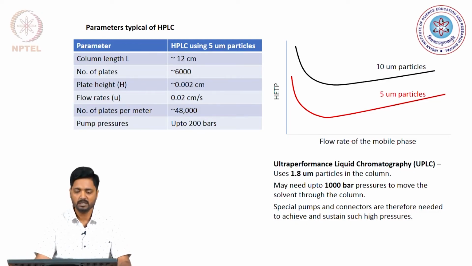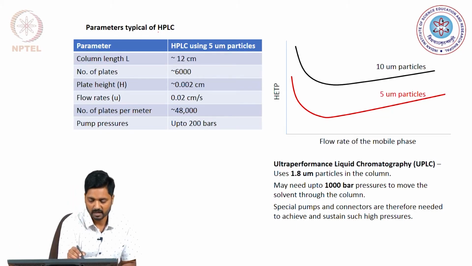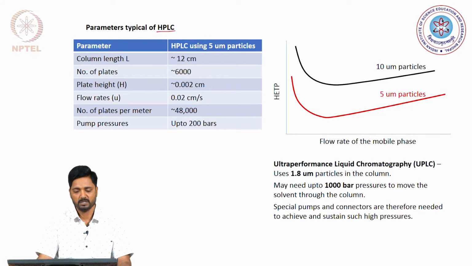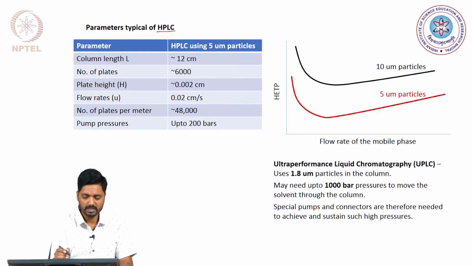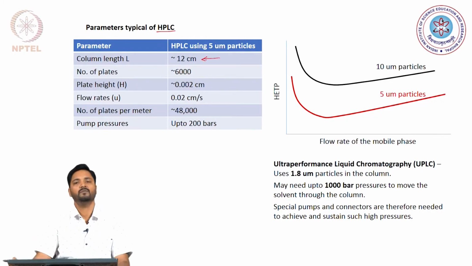So, in the next slide here, I have listed some of the parameters that we have already encountered in our previous classes, and what I am trying to portray is what these parameters are in regard to high performance liquid chromatography. The column length is typically about 10 to 12 centimeters. We can use small column lengths because the separation is more efficient here, and we have a high resolution for peak separations inside the HPLC columns.